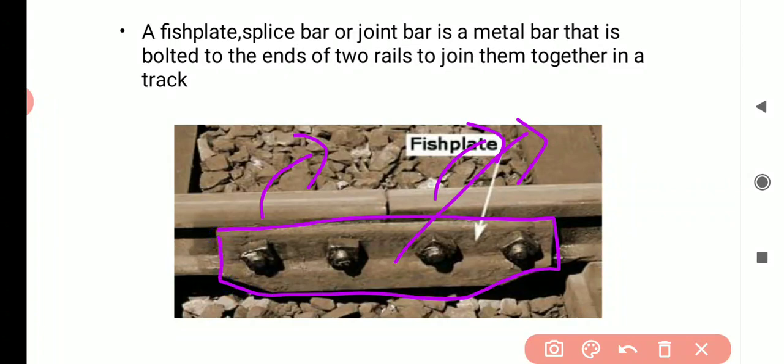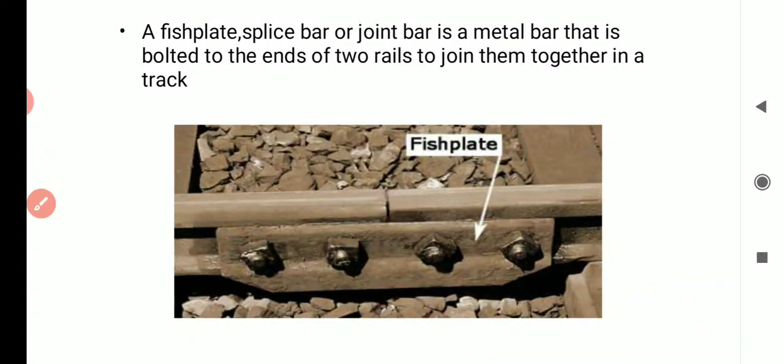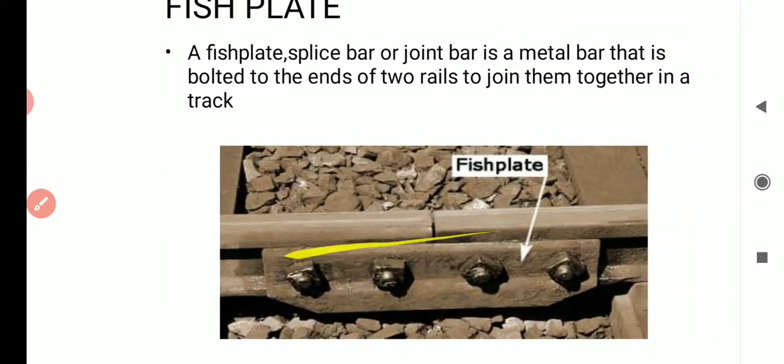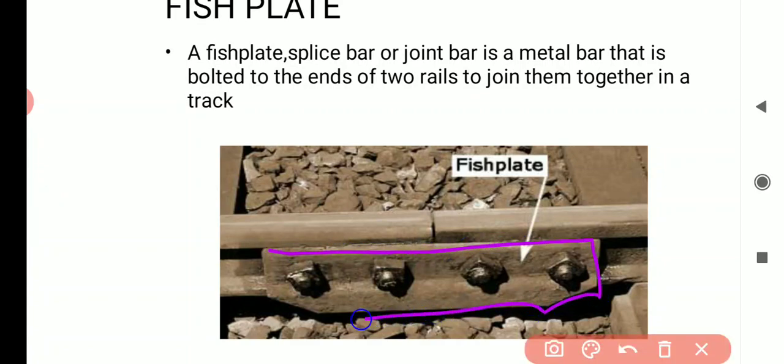Here the faceplate is used to connect one rail to another rail with the help of bolts. Here these are bolts. You can see this faceplate. This faceplate is used to connect one rail to another rail.